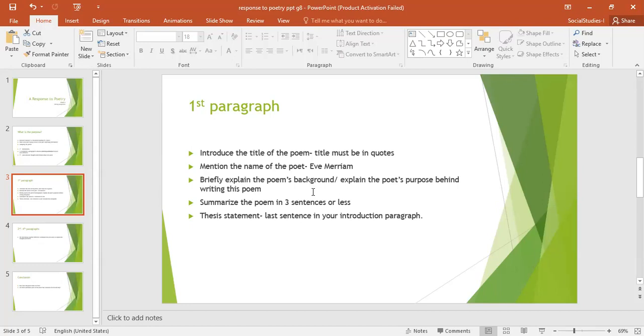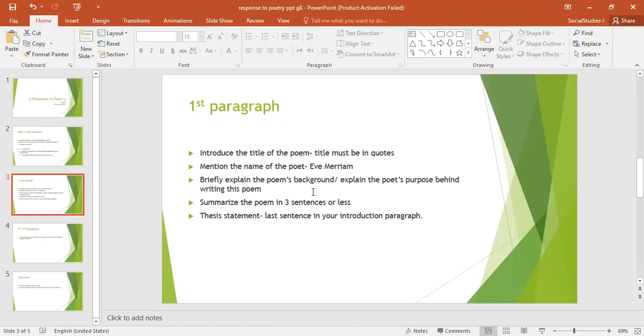Okay, and of course, your proper nouns always need to be capitalized, like Eve Mariam. In the first paragraph, you're going to briefly describe the poem's background, and describe the purpose or the motive behind Eve Mariam writing this poem. What was her motive, or what was the poet's purpose? Why did she write this poem?